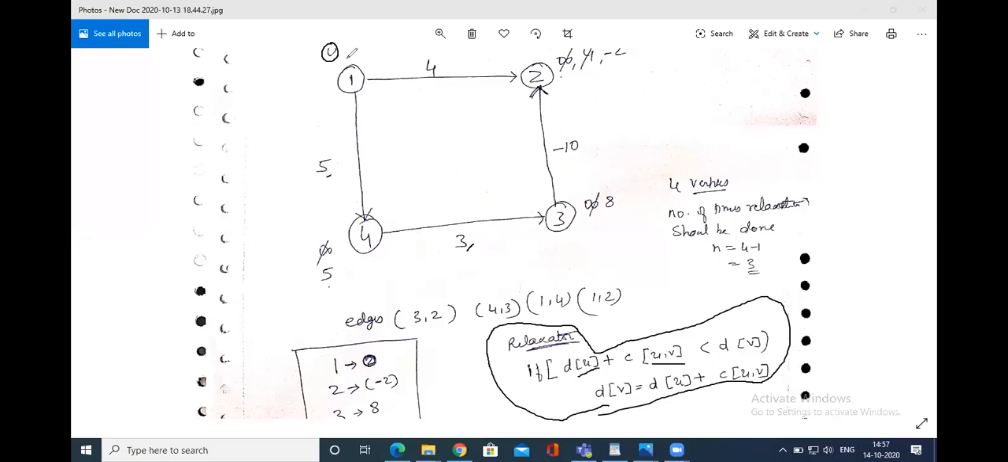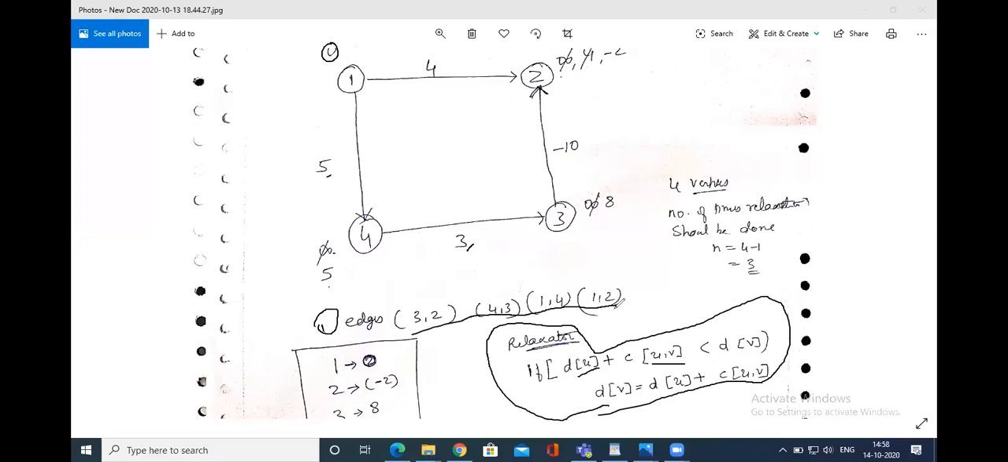So to begin with, for the source node we consider the cost as 0. Here the cost of all the others we take as infinity, infinity, infinity for the first iteration. To begin with, we consider the source vertex as 0. All other vertices will have infinity. Now the first relaxation. All of you just try to understand the first relaxation with respect to these 4 edges.